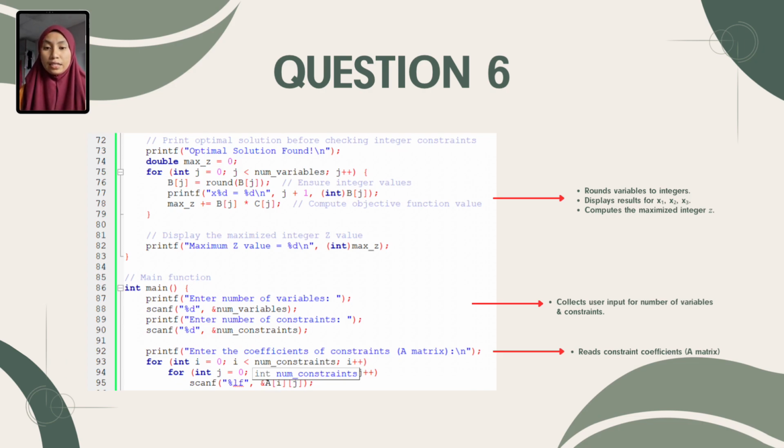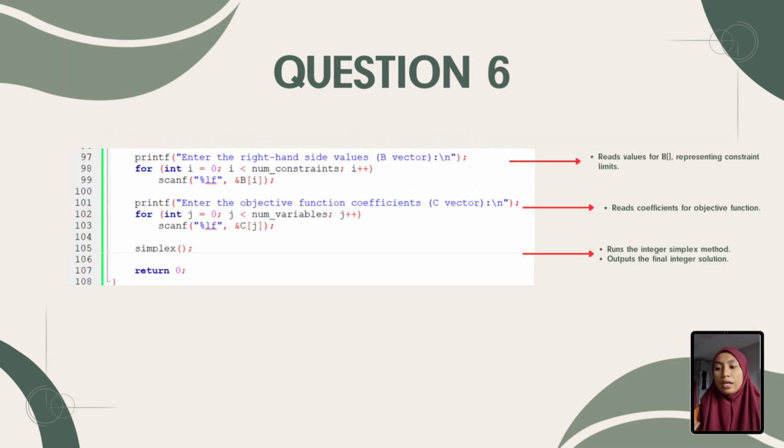Lines 86 until 90 are about the main function. It collects user input for the number of variables and constraints. Lines 92 until 95 read the constraint coefficient A matrix. Lines 97 until 99 read values for the B vector representing the constraint limits. Lines 101 until 103 read coefficients for the objective function. And the last one is to run the integer simplex method and output the final integer solution.